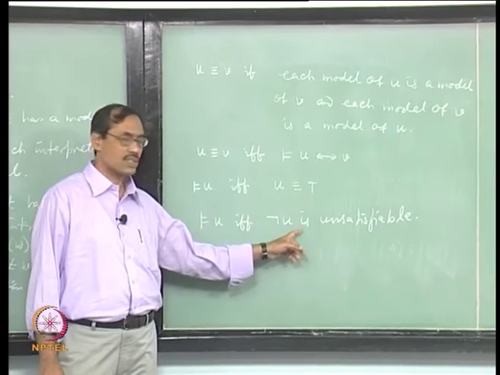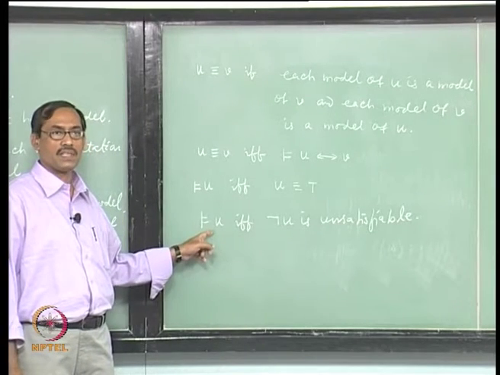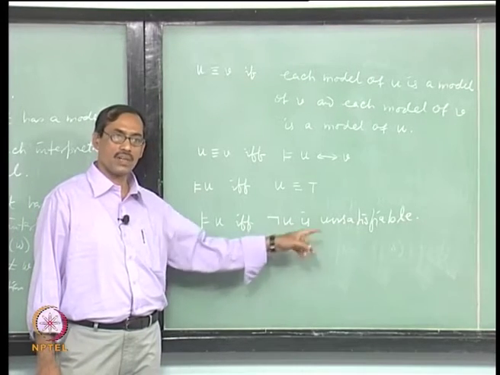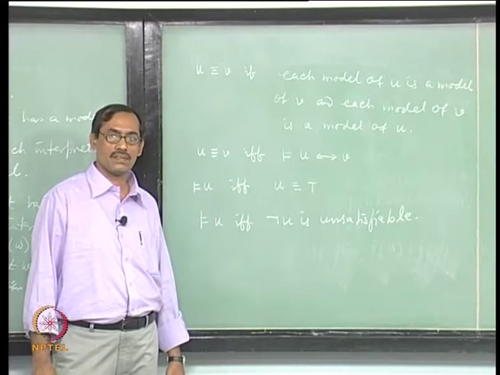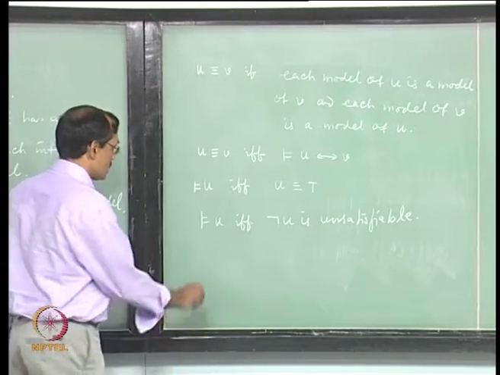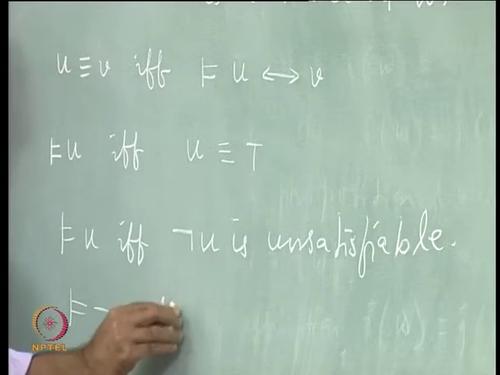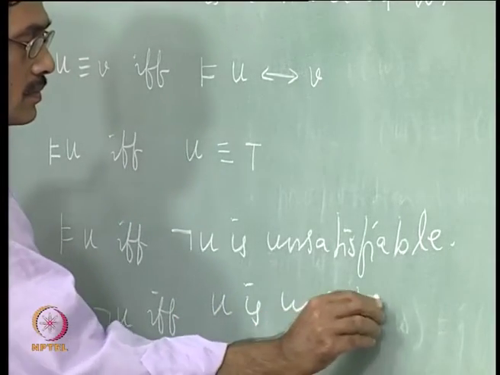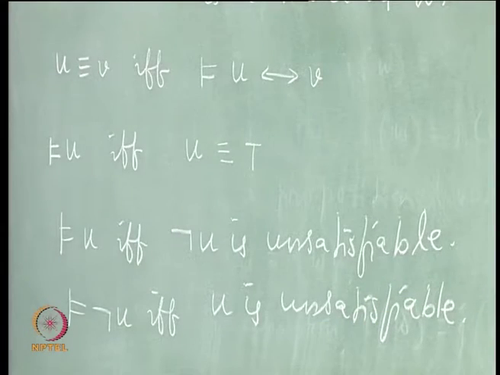Conversely, suppose not U is unsatisfiable. Now you want to prove U is valid. Start with any interpretation; since not U is unsatisfiable, that interpretation evaluates not U to 0, so U to 1, and it is a model of U. Similarly, you can say not U is valid if and only if U is unsatisfiable. Same argument.